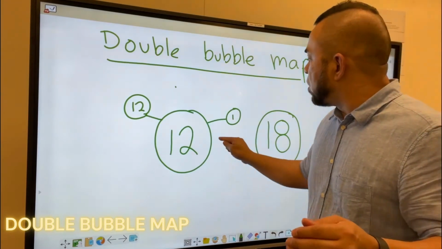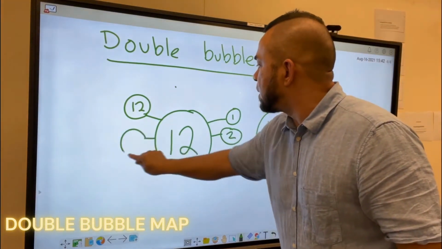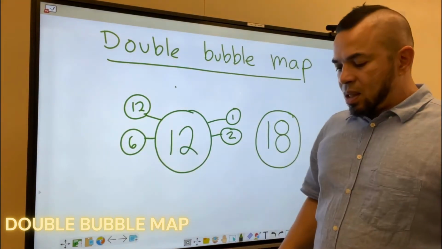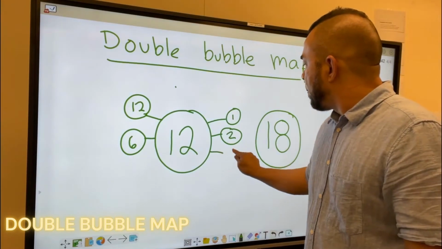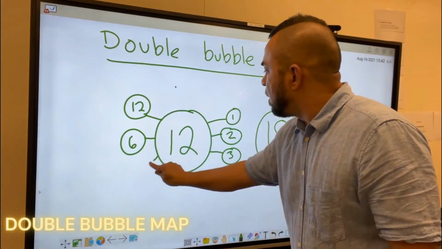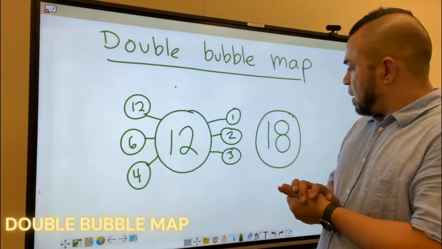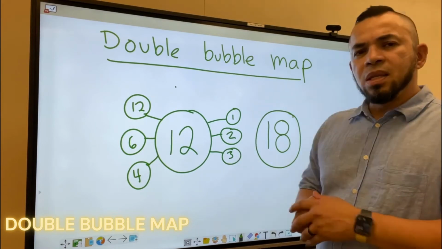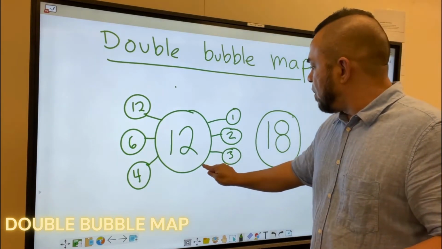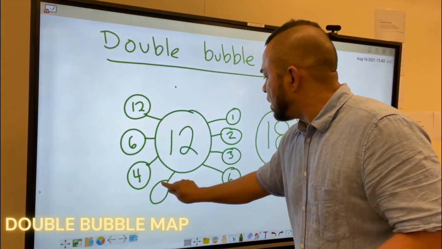What about the 2? The 2 times 6. 2 times 6. Does the 3 work? 3 times, let me see, 3 times 4. 3 times 4 makes 12. And then, so I have the 1, the 2, the 3, and does the 6 work? The 6 can work. I put 6 here, 6 times 2 is going to be 12.